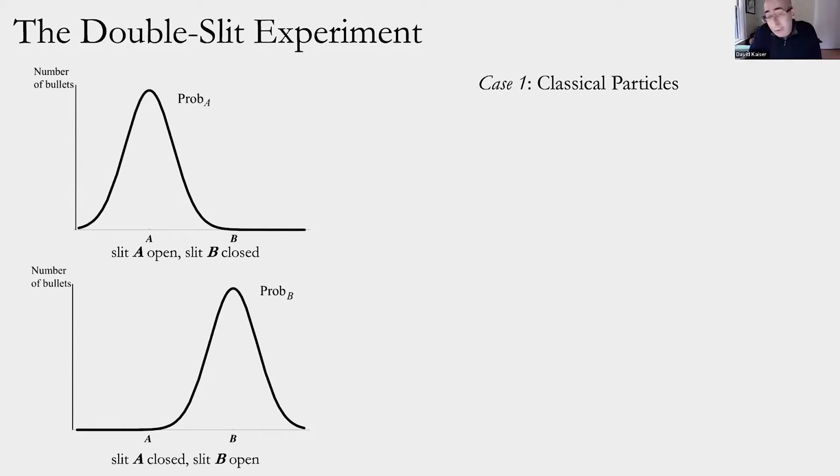It looks remarkably similar. Not surprising, it's sort of a symmetrical problem. So if only slit B is open, the vast majority of bullets are found directly behind that open slit, and there'll be a bell-shaped curve, basically a Gaussian distribution. On either side, there'll be some modest scatter.